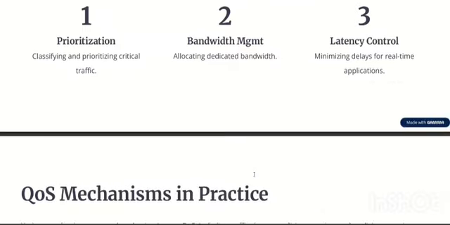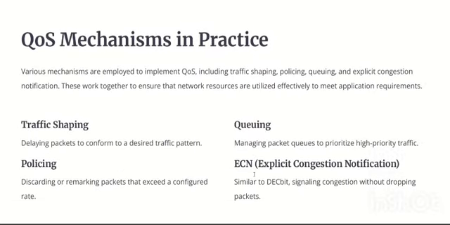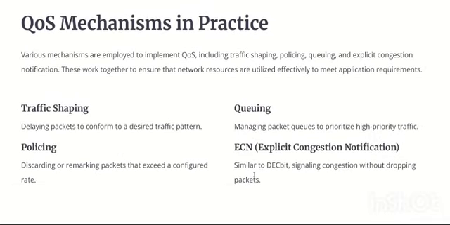So next we see about QoS mechanisms. The QoS mechanisms such as traffic shaping, policing and queue management handle bandwidth and prioritize packets according to the application requirements efficiently.